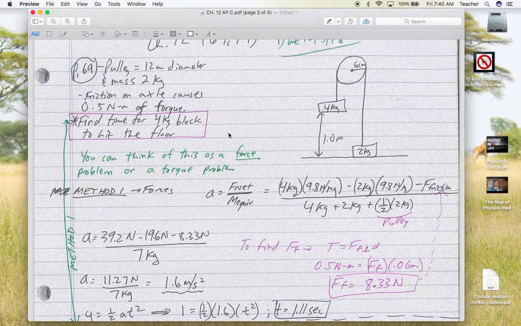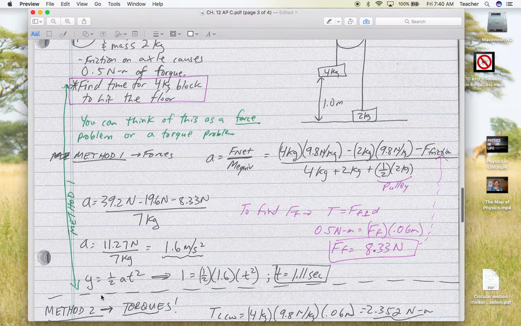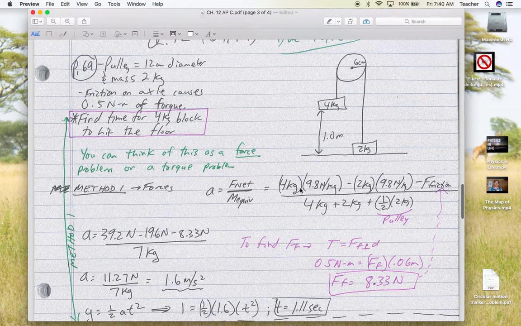So finding the time for the block to hit the floor 1 meter down, if we find the acceleration, we can figure that out using a simple y equals 1/2 at squared. So in this case, I'm going to use F net over M equivalent. So the force causing this thing, minus the force causing this thing, minus the force caused by friction will give me my net force.